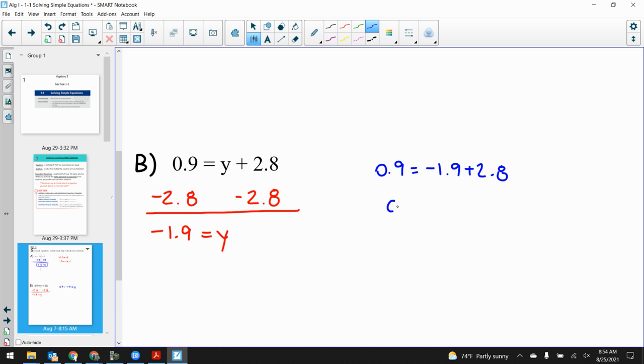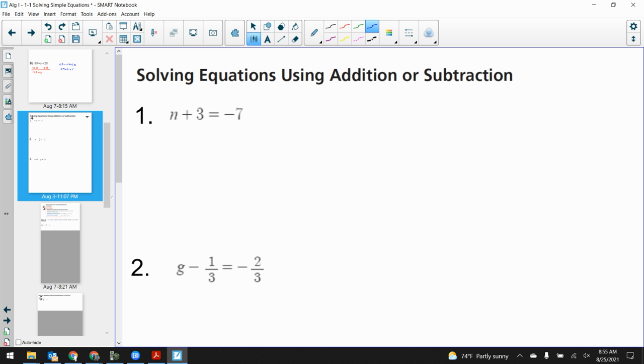Is that 0.9? Yeah, that does check out. Good. Cool. Let's practice some more. Okay, so what do we do for example 1 here?